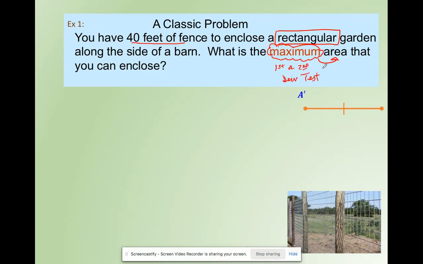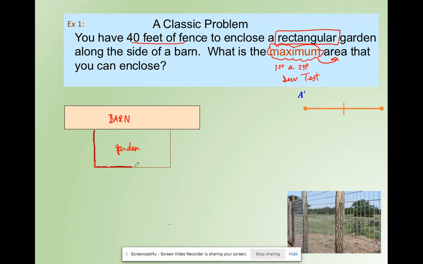So my goal is to get an equation for area of that geometric figure, and then do a derivative. So oftentimes I draw myself a picture. This is a terrible picture, right? Look, here's my barn. And then I draw 40 feet of fence. So I make a rectangular garden. Notice that I don't need fence along the side of the barn. So the only thing taking up the 40 feet of fence are 3 sides of a rectangle.